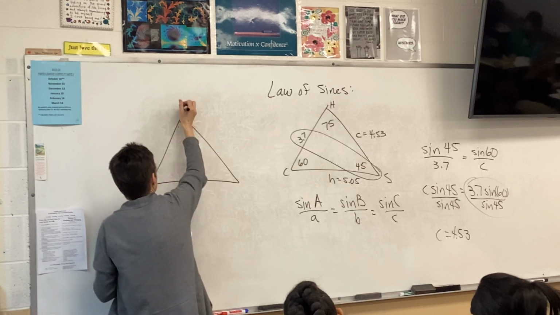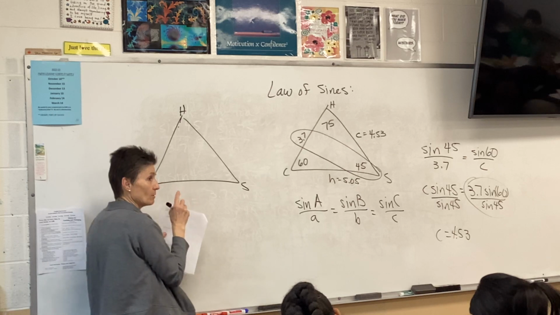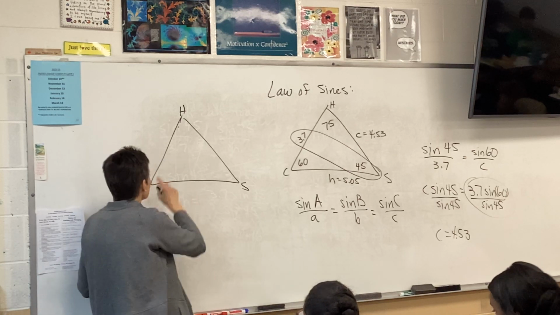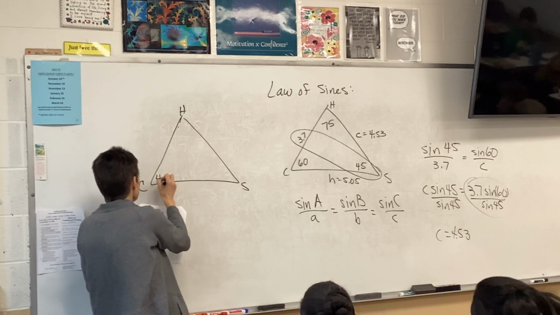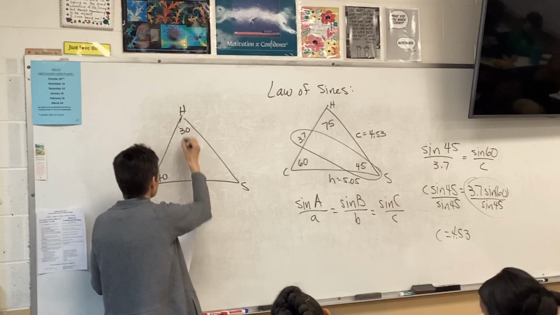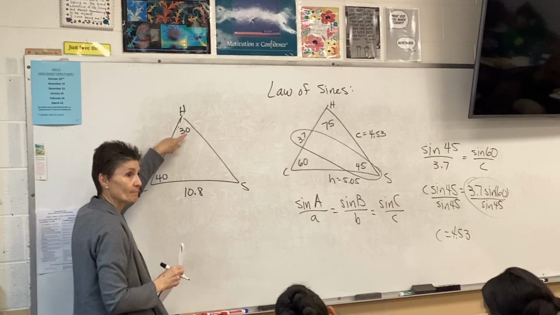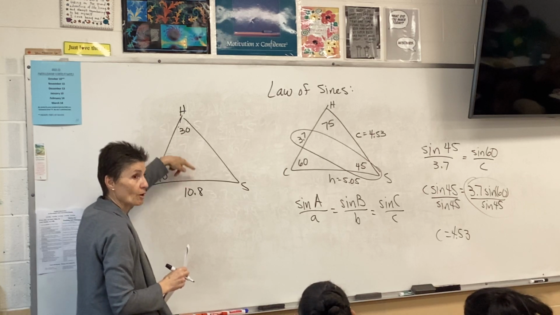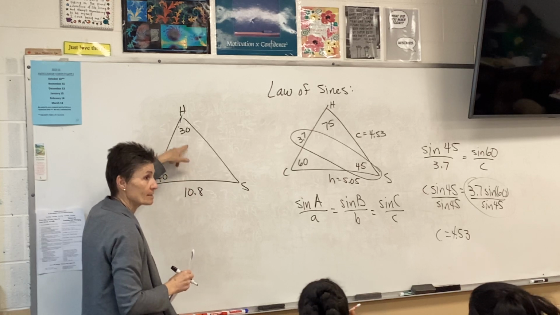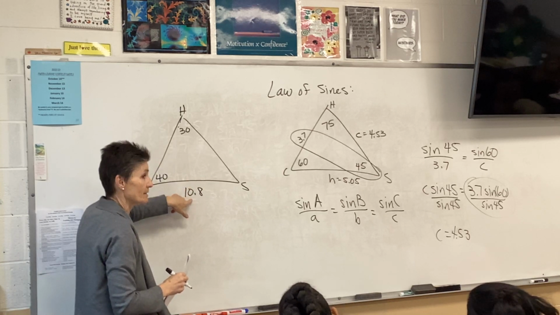So here's C and H and S. Where you put it doesn't matter. Just C and H and S. So C is 40, H is 30, and side H is 10.8. See this right here, guys? That makes your heart sing, because that means you're going to use the law of sines. When you have that kind of thing right there, that's the law of sines.